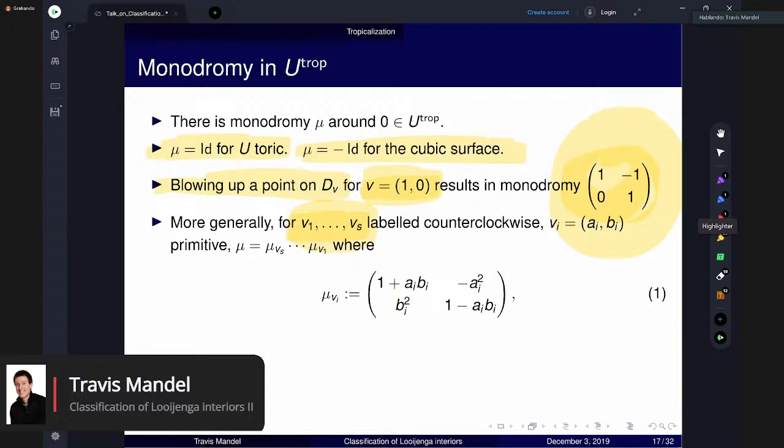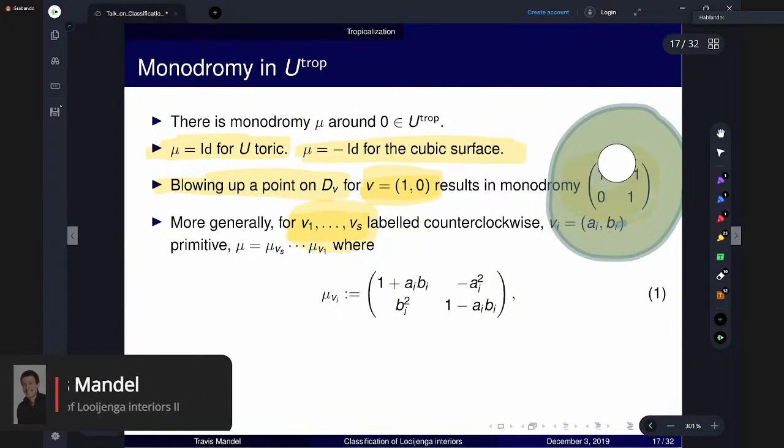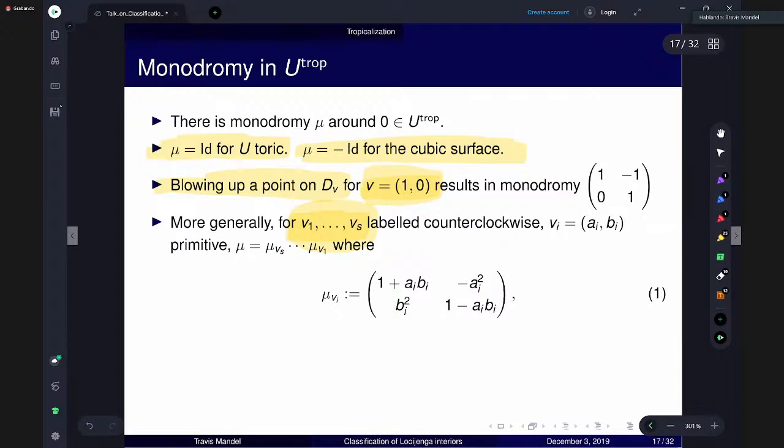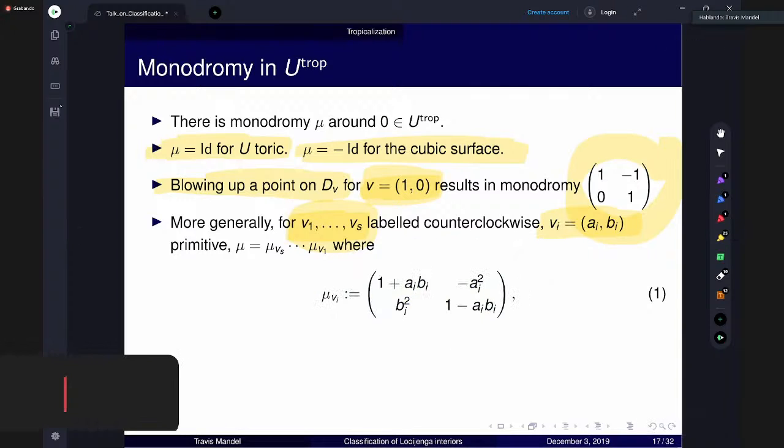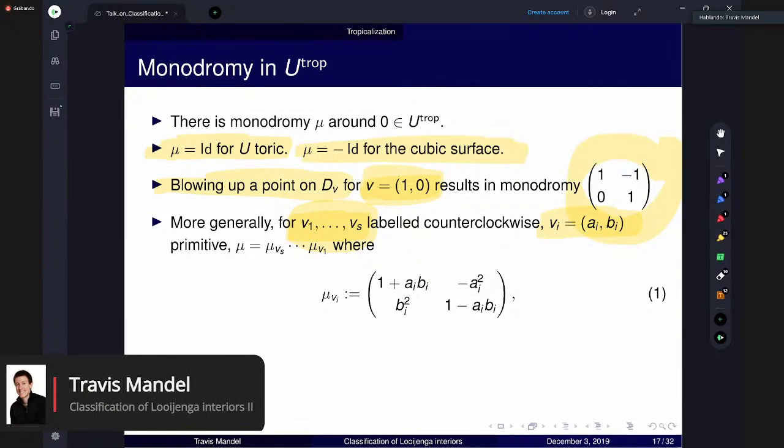And if vi is the vector (ai, bi), then you can figure out the change of basis formula applied to this gives you this matrix. And so multiplying a bunch of matrices of this form gives you the monodromy. Or you can get the monodromy by doing this developing map construction and looking for the map that identifies the cone from the first copy of U-trop with the cone from the next sheet.